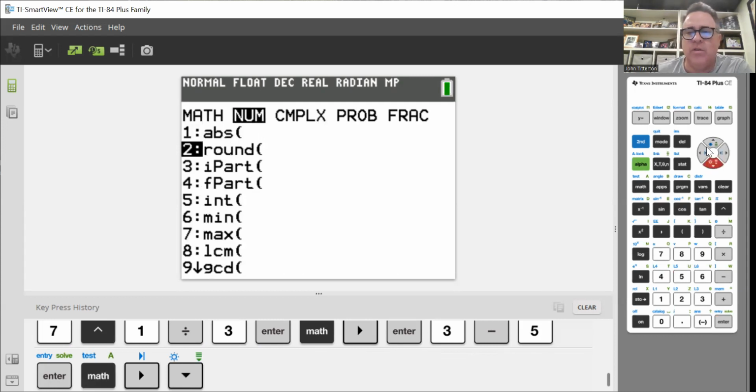And what are all these? I recommend playing with them. See if you can figure them out. If you don't know, look them up, Google them, see what happens.